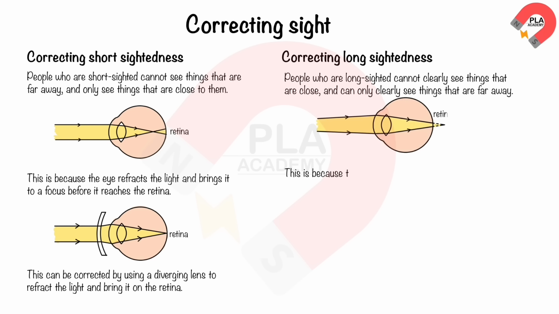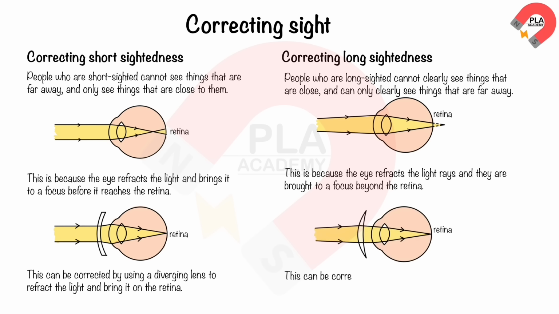This is because the eye refracts the light rays and they are brought to a focus beyond the retina. This can be corrected by using a convex or converging lens to refract the light and bring it onto the retina.